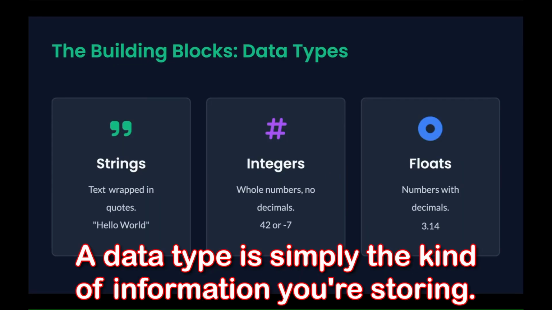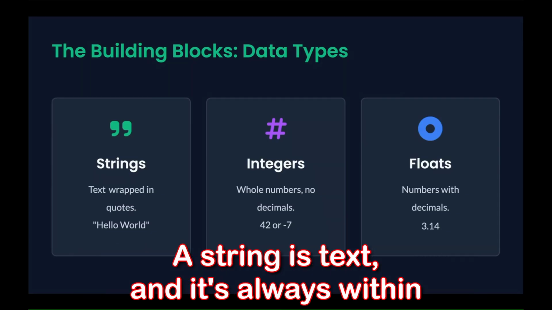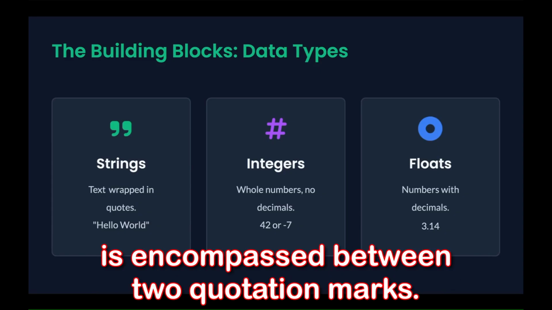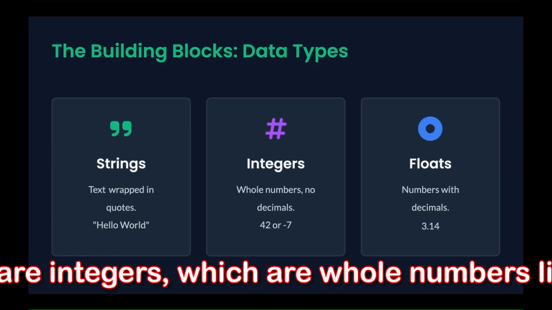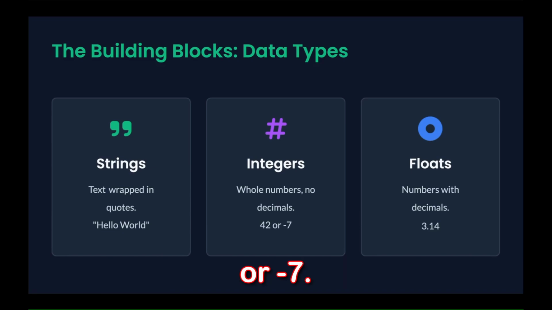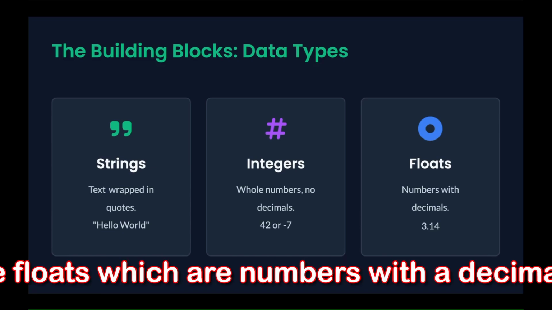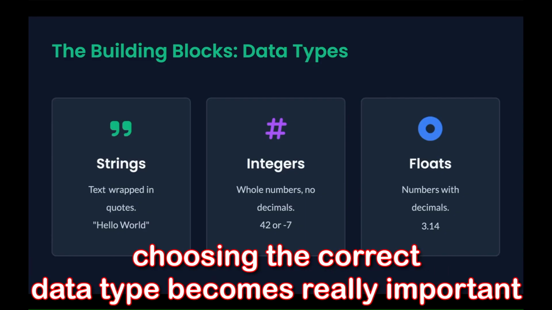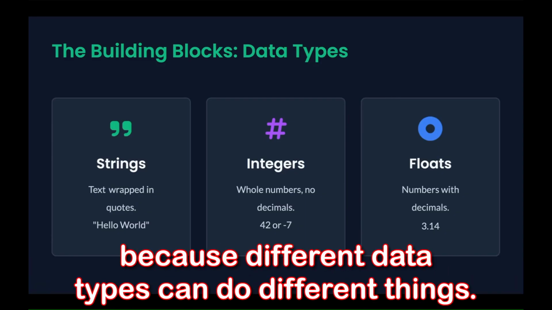A data type is simply the kind of information you're storing. A string is text, and it's always within quotation marks. For example, "hello world" is encompassed between two quotation marks. Next are integers, which are whole numbers like 42 or -7. Then come floats, which are numbers with a decimal, like 3.14. As we write programs, choosing the correct data type becomes really important because different data types can do different things.